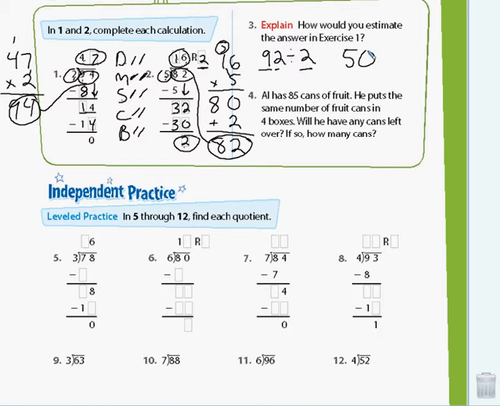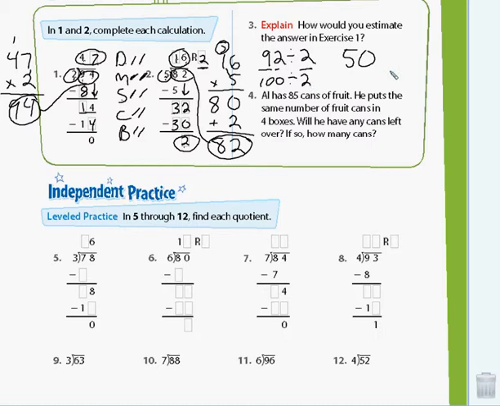Or we would either round this. 92 is very close to 100. And 100 divided by 2 we know is 50, because half of $1 is 50 cents. Okay, let's go ahead and look at problem number 4.